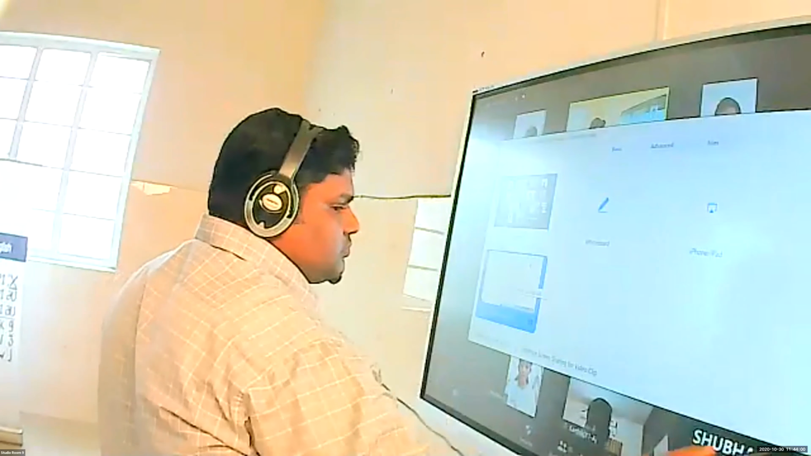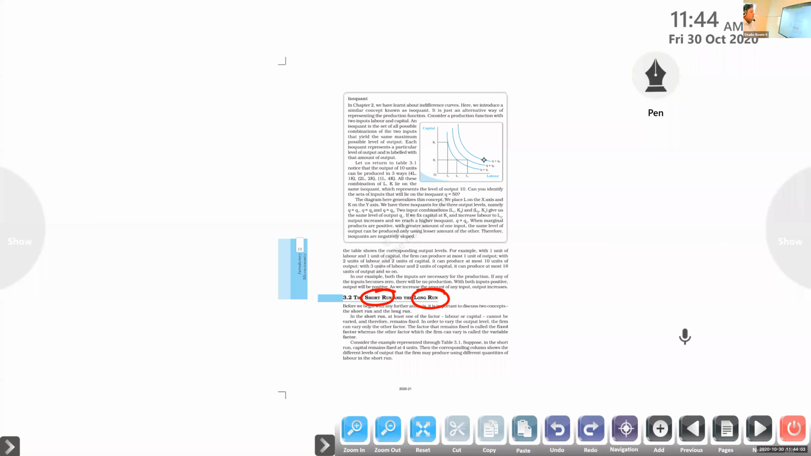Okay, so open your textbook, everyone. You can see the words there: one is the short run and the other is the long run.